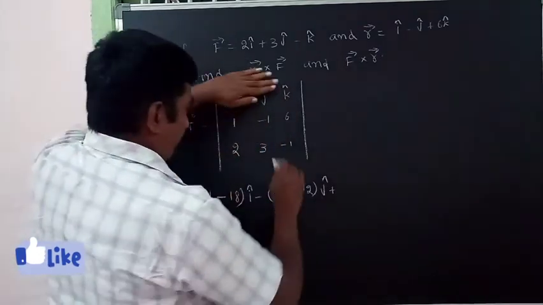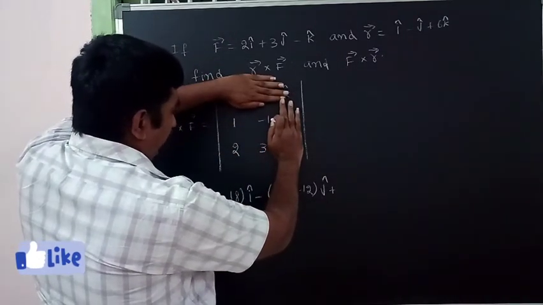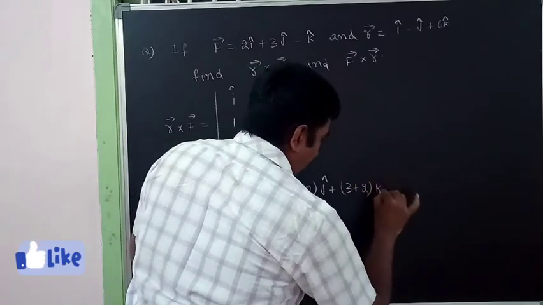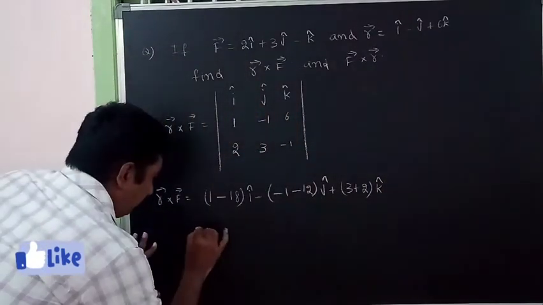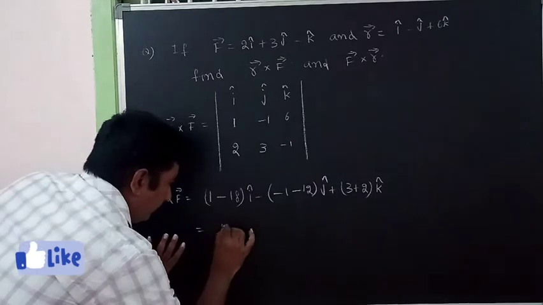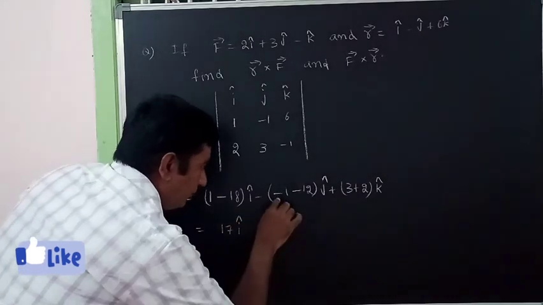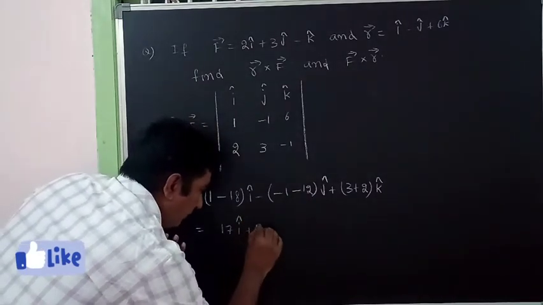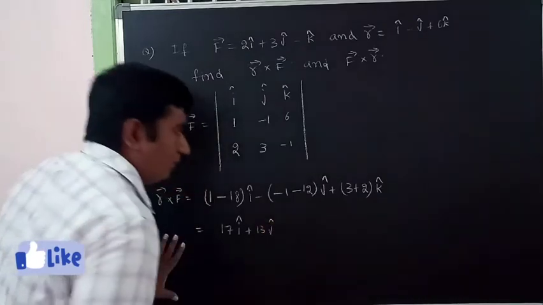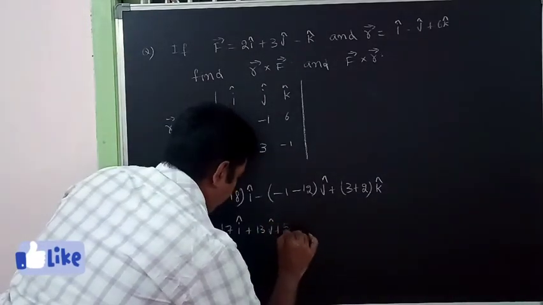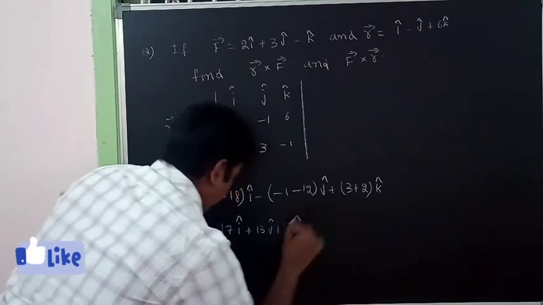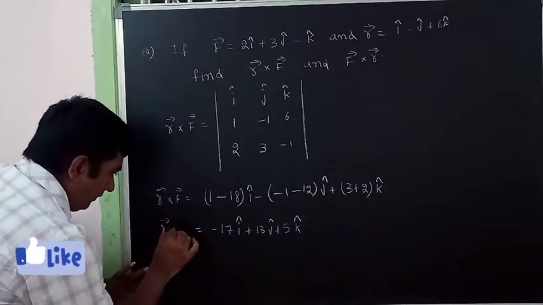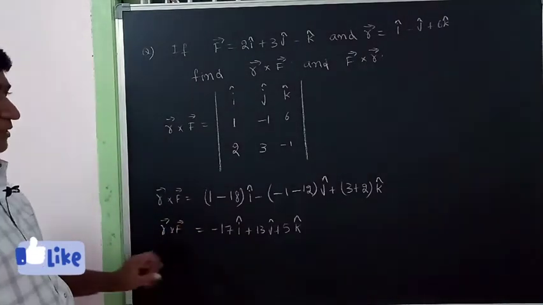Plus k. So 3 minus of minus plus, that is 3 plus 2 into k cap. So with the help of this we are going to get 1 minus 18, 17 i cap. So this is -1 minus 2, that is minus 13, minus of minus plus, plus 13 j cap, 3 plus 2, 5 k cap. Sorry, this is a minus. So we have obtained r vector cross f vector like this.